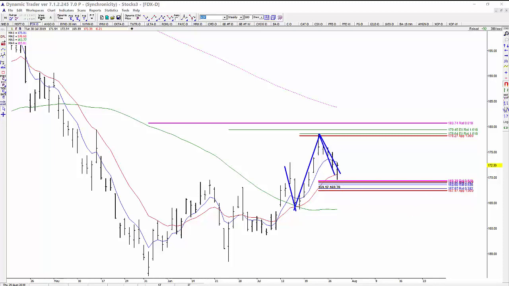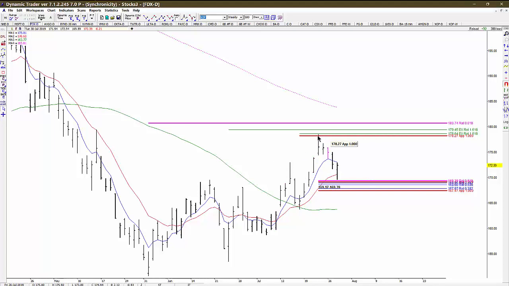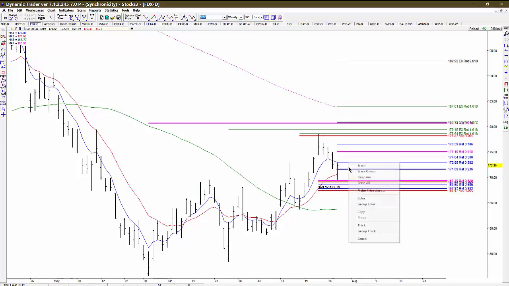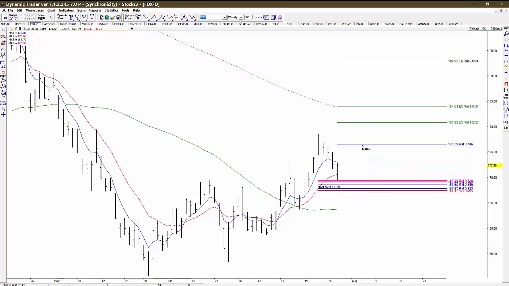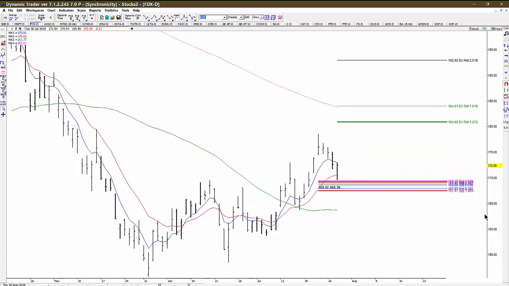So if price can hold above or continue to hold above that area, what we typically look for is a 1272 extension of the swing into the zone. So we take this high to this low, we run the extension. Actually, it comes in above that old resistance. So setup zone is 169.17 to 169.39. And the potential upside target, if we continue to hold above here, is 180.92.